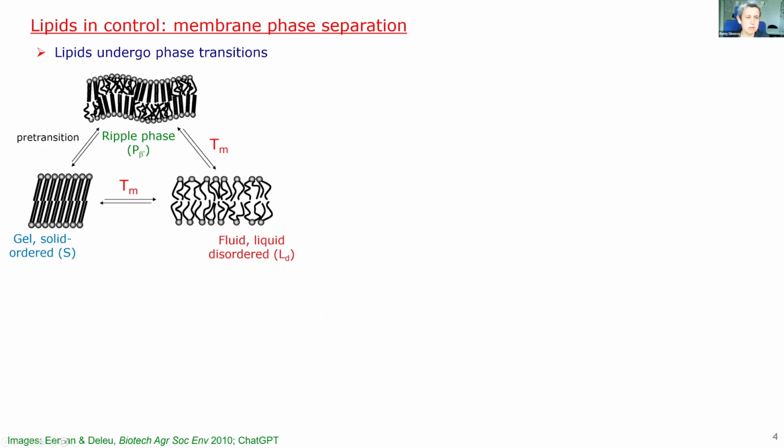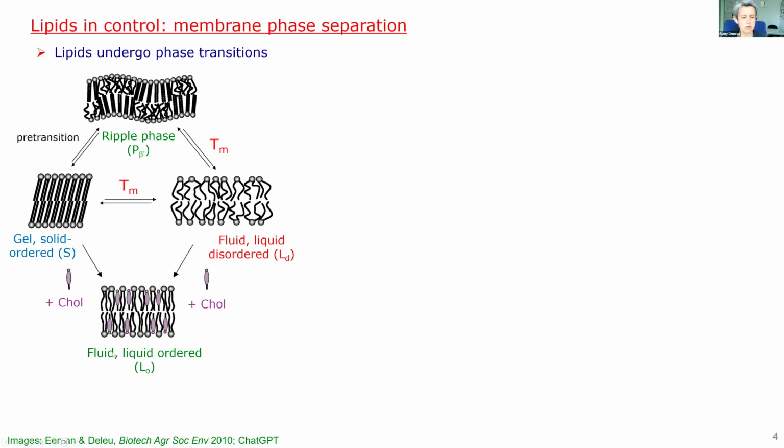So when you think of phase separation in the membrane, you have to think of what lipids do. They undergo a phase transition under certain temperatures. At very low temperatures, they're in the gel or solid ordered phase. At high temperature, they're in the fluid or liquid disordered phase. In between, there could also be a pre-transition, also called the rippled phase. These cartoons illustrate the state of the tails of the lipids. And then you can also talk about the fluid liquid ordered phase when you add cholesterol.